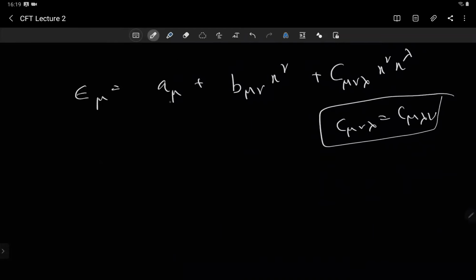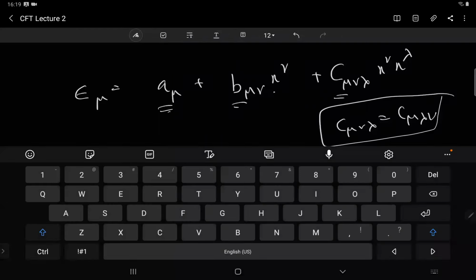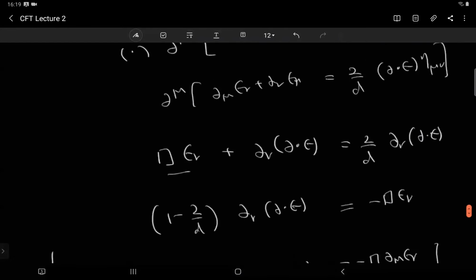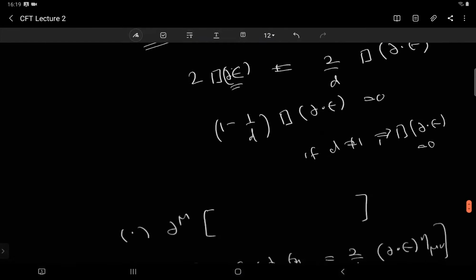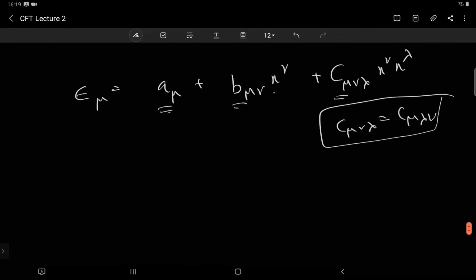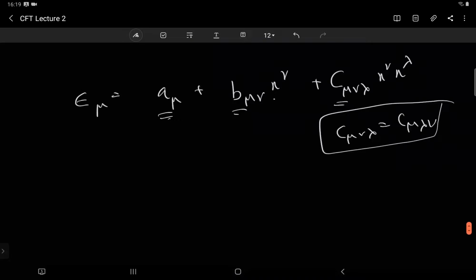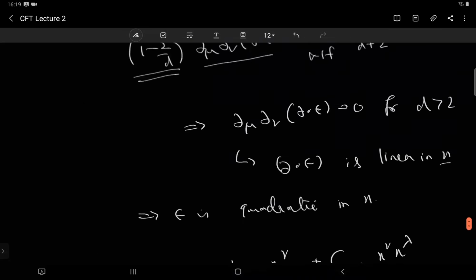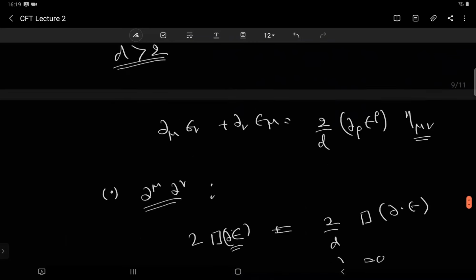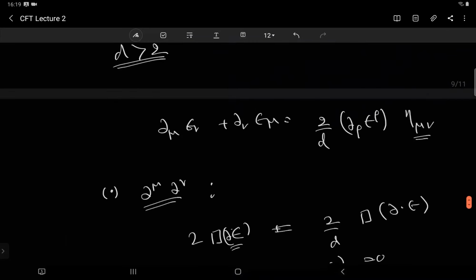Now this A, B, and C are completely independent. There's no constraint between them because one is constant, one is linear, one is quadratic. And we want to find out what is the restriction on A, B, and C. So this equation we have to now substitute in the original equation, which is the conformal Killing vector equation. Because remember, we got this equation after doing a lot of algebra. So we have to see whether this equation substituted into the initial equation, which is this one, satisfies it, and for what values of A, B, C.